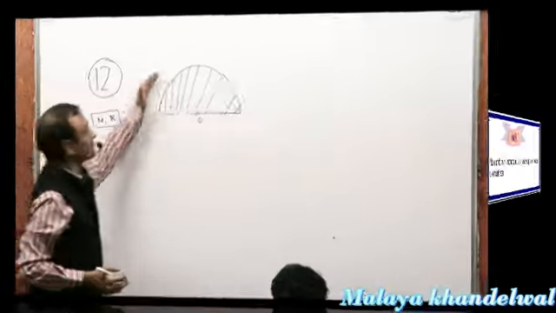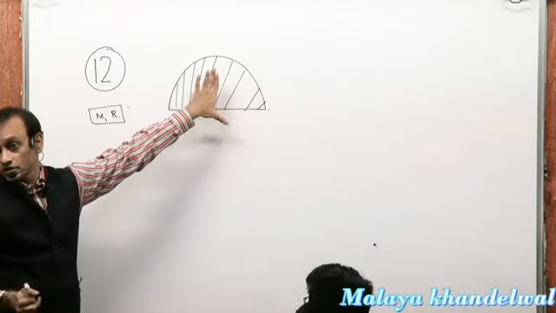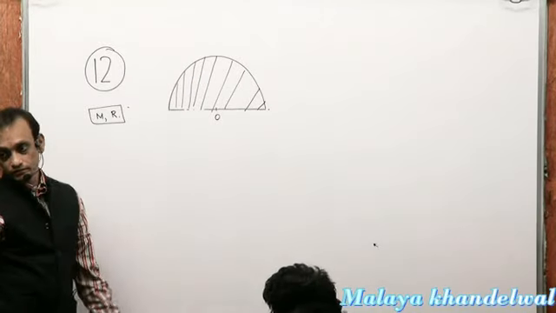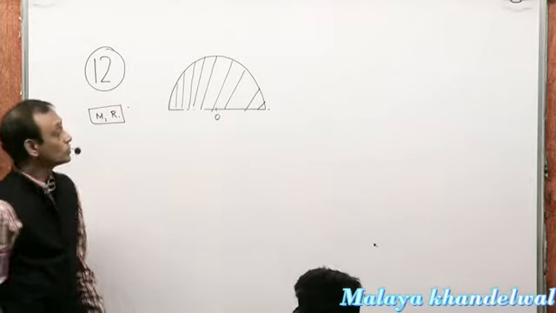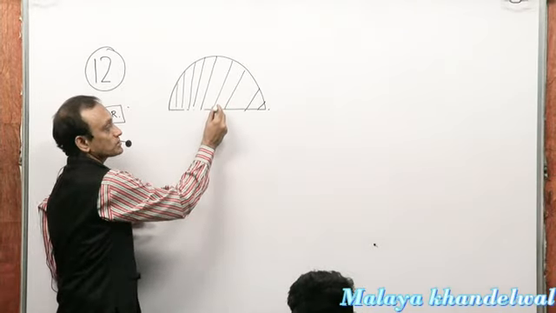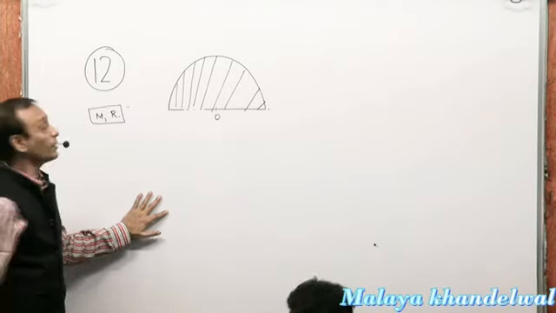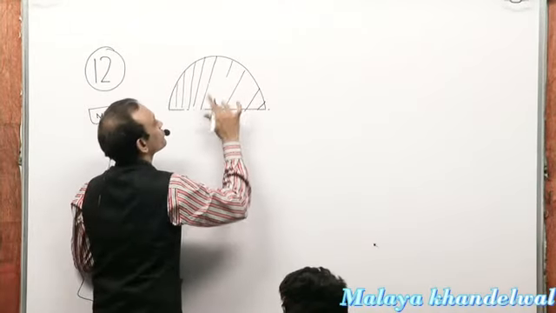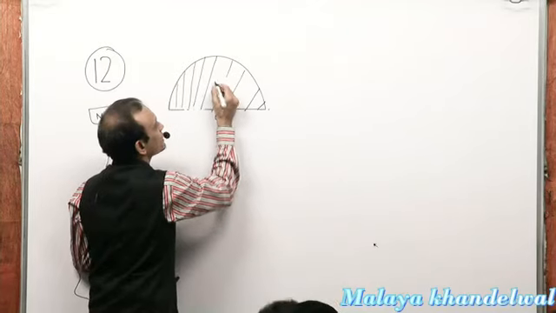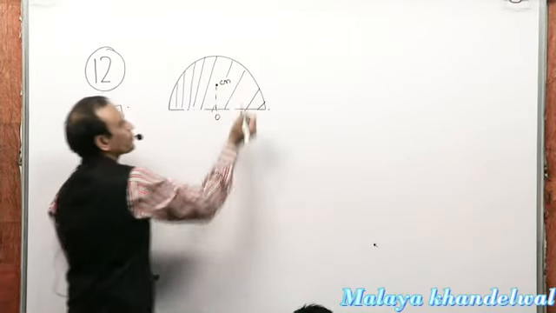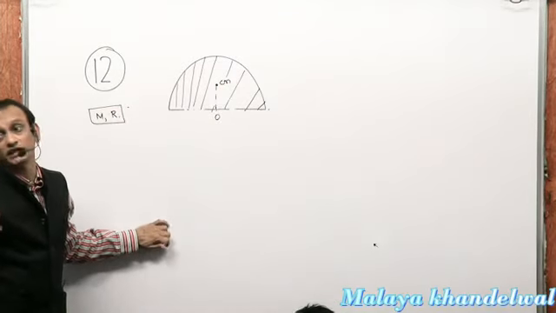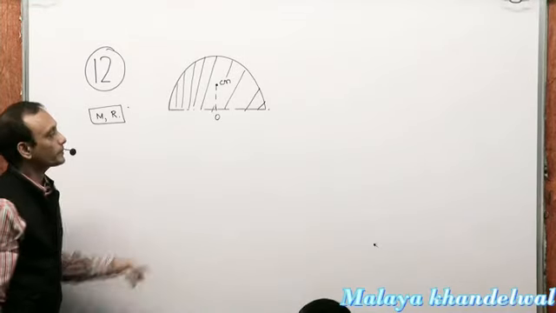So this time we have a uniform semicircular disc, mass m, radius r. What do we have to find? The moment of inertia about an axis passing through the center and perpendicular to the plane. About the center of mass? Okay, about the center of mass. I want to find the moment of inertia about the center of mass of this semicircular disc.